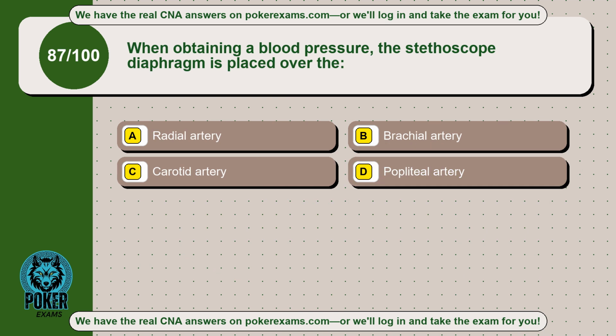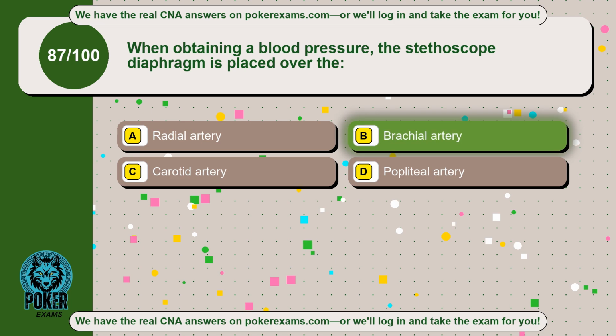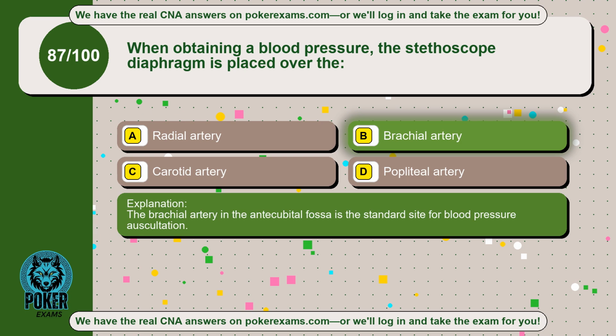Question 87. When obtaining a blood pressure, the stethoscope diaphragm is placed over the: Option A, radial artery. Option B, brachial artery. Option C, carotid artery. Option D, popliteal artery. The correct answer is option B. Brachial artery. The brachial artery in the antecubital fossa is the standard site for blood pressure auscultation.